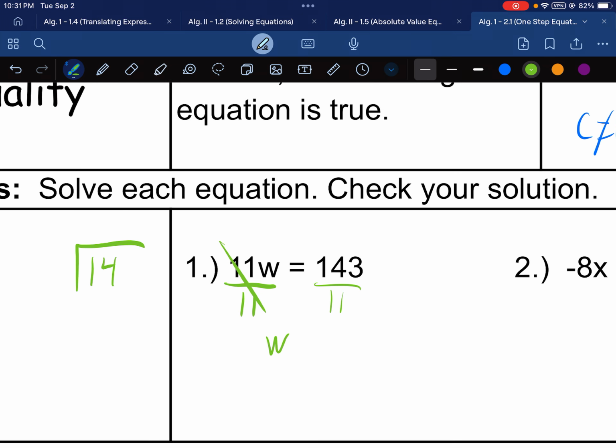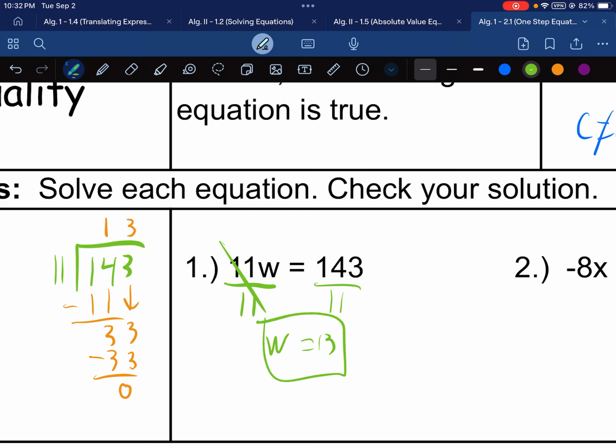And 143 divided by 11, we could do that off to the side, for example. 11 doesn't go into 1, but it does go into 14 one time. And we multiply 11 times 1 and get 11. Subtract these two and get 3. Drop down that 3, and now we have 33. And 11 goes into 33 exactly 3 times, and we get a remainder of 0. So we get w equals 13 as our answer.